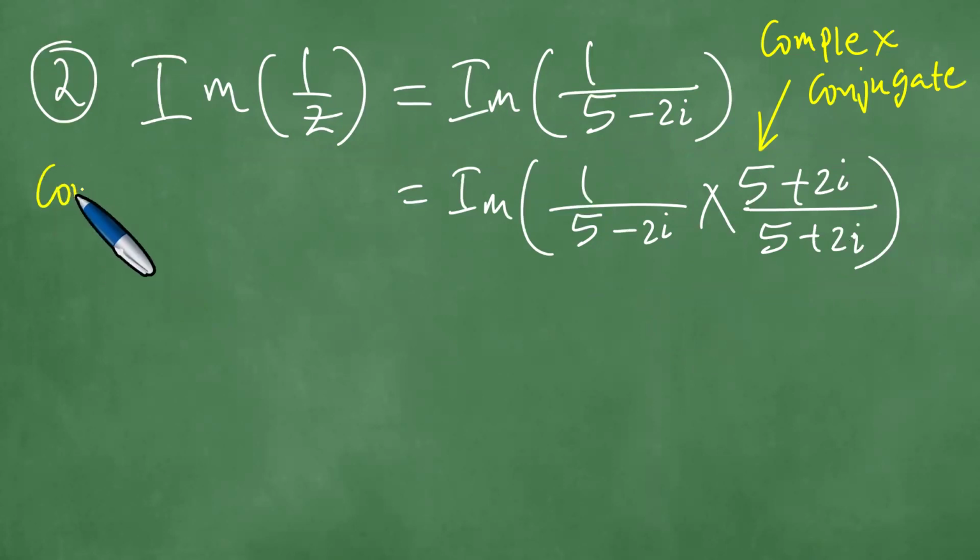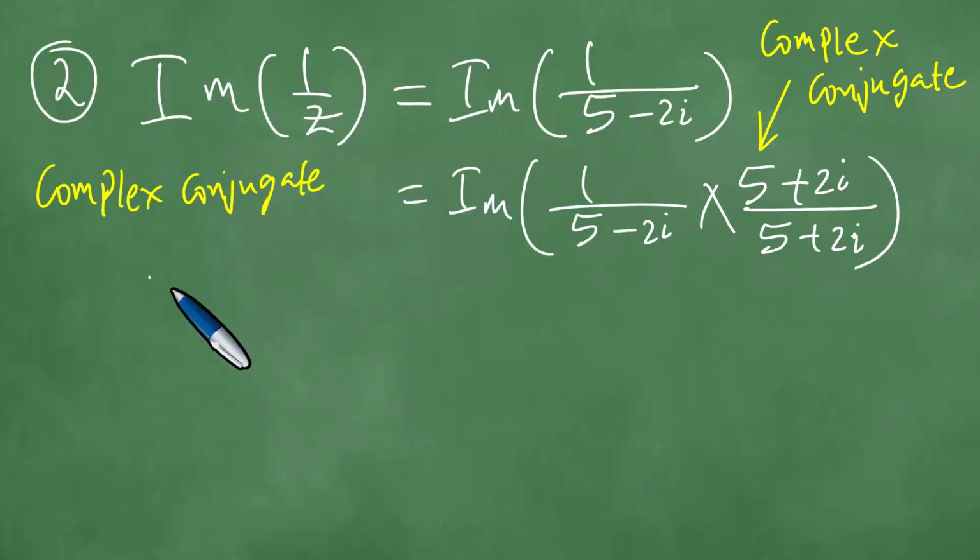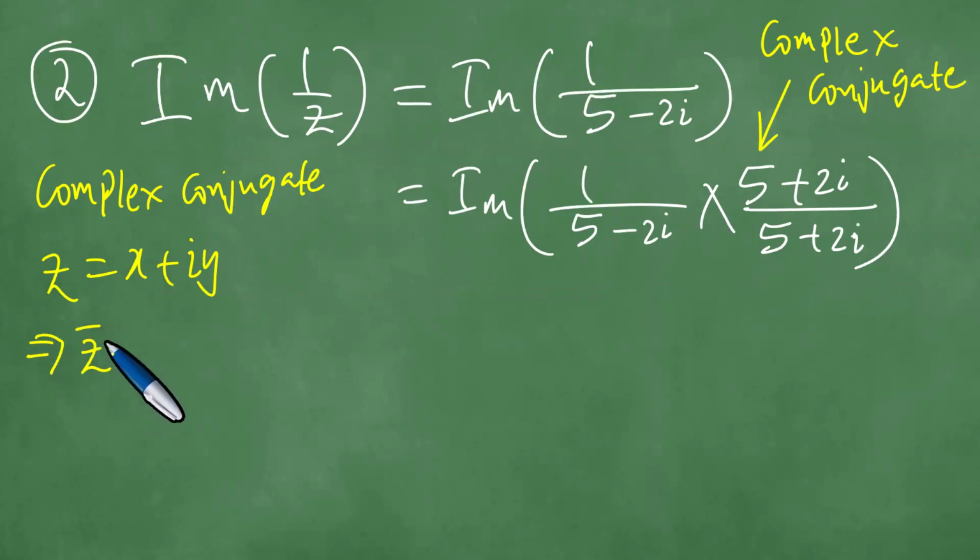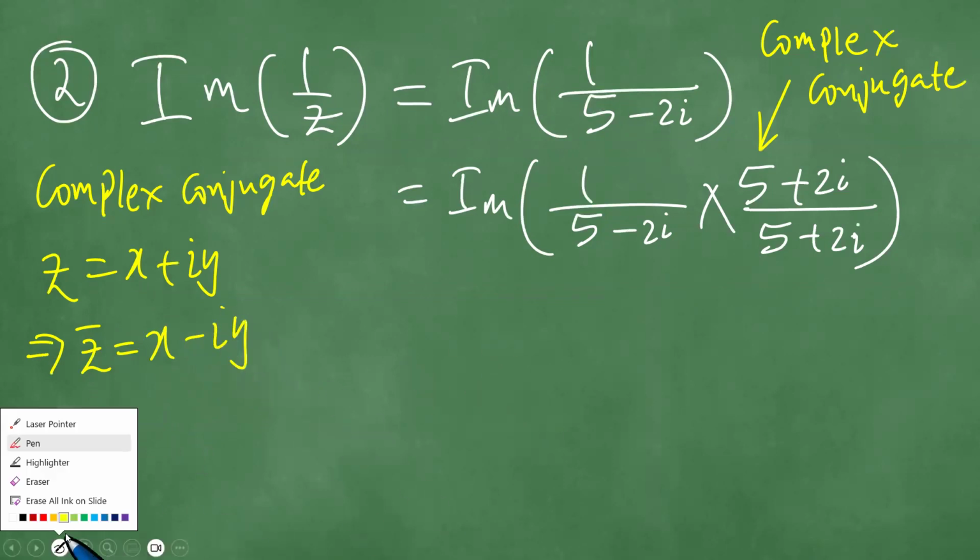Just to mention, the idea of a complex conjugate is a very, very well understood concept. Z equals x plus iy is a complex number. This means that we can find the complex conjugate, shown by z conjugate or z bar, which is x minus iy, like this. Okay, so this is complex conjugation.